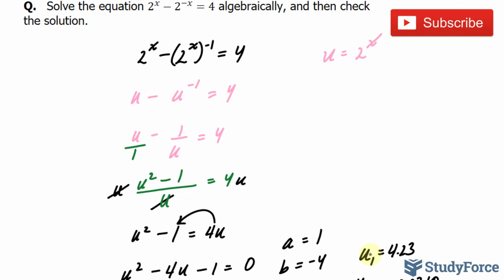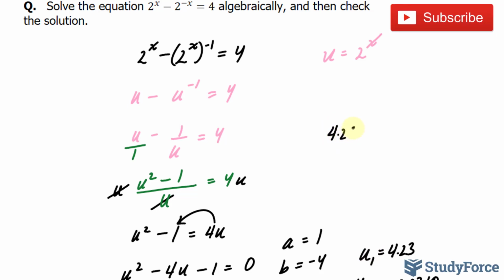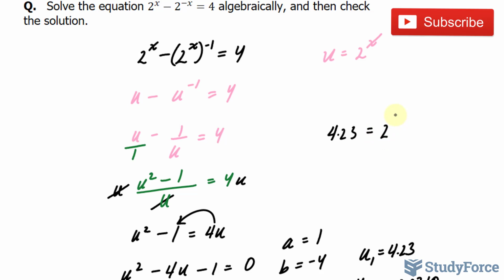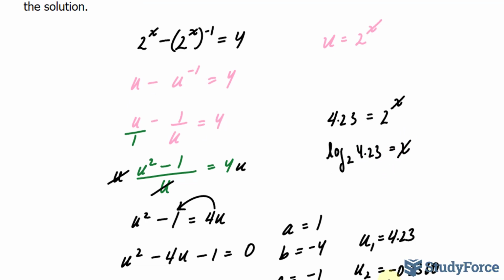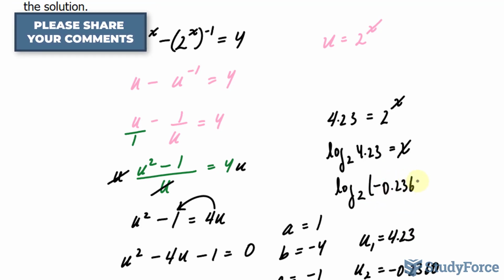I'll start with u sub 1. I have 4.23 is equal to 2 to the power of x. I'll change this back into log form, where I have log of base 2, 4.23 is equal to x. And I'm going to do the same thing for this one, where I have log of base 2, we have negative 0.2360 is equal to x.